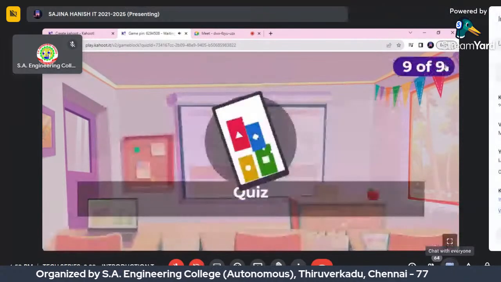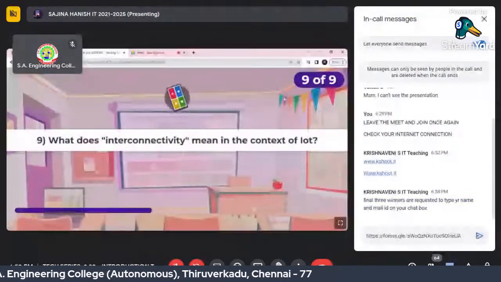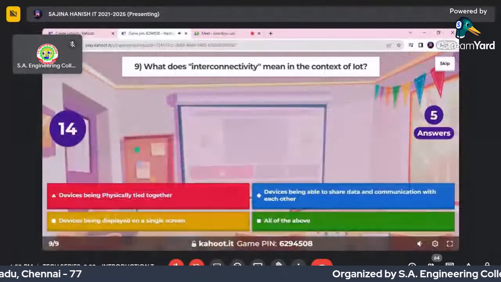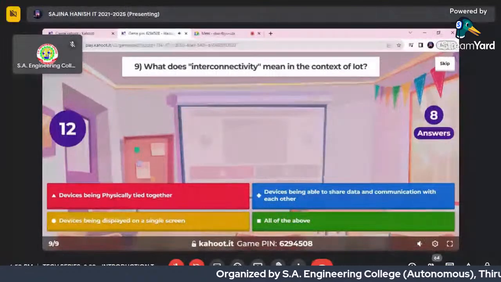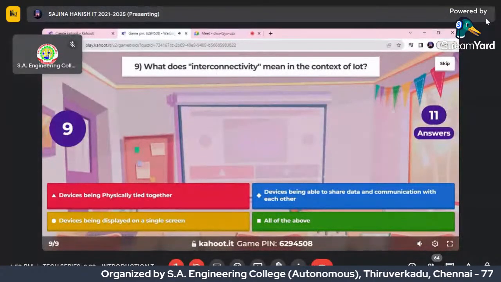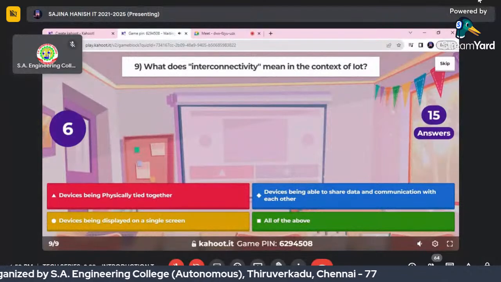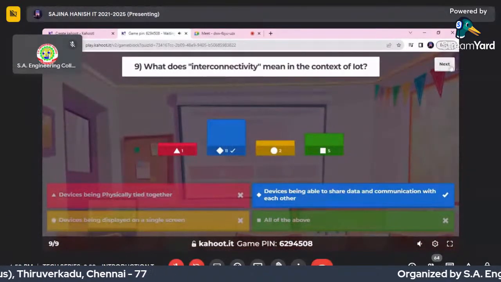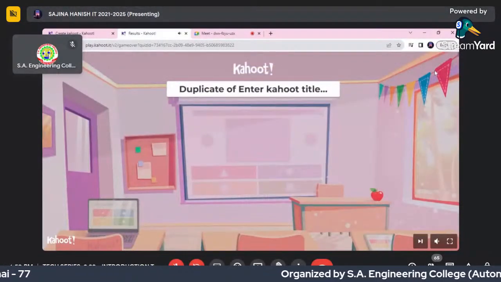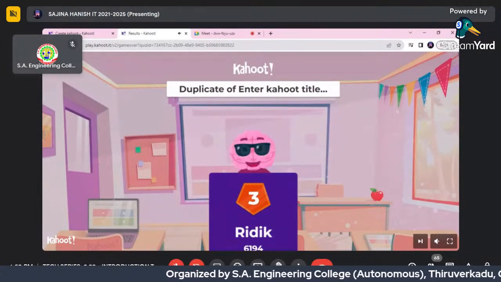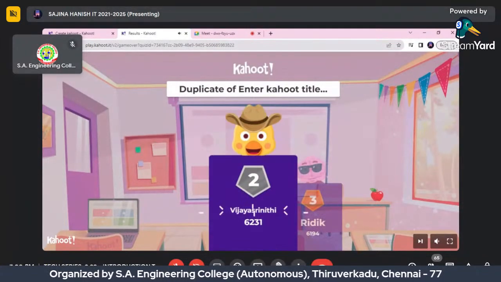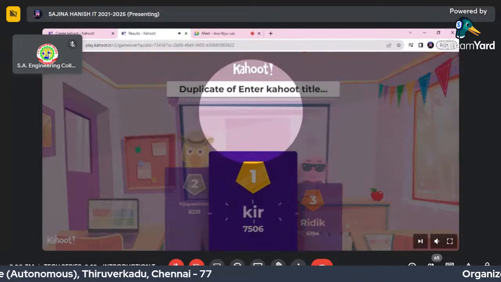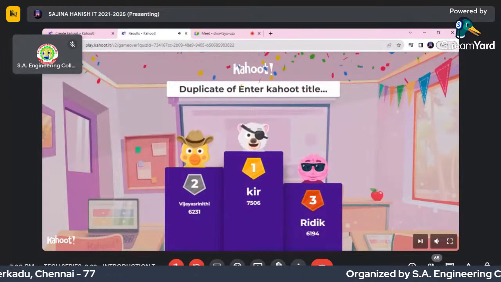The last question: what does interconnectivity mean in the context of IoT? Devices being physically tied together, devices being able to share data and communicate with each other, devices being displayed on a single screen, all of the above. 11 right answers. Riddhik in the third place, Vijay Sriniti in the second place, and Kheer in the first place.